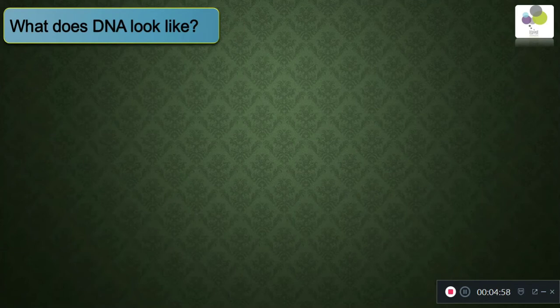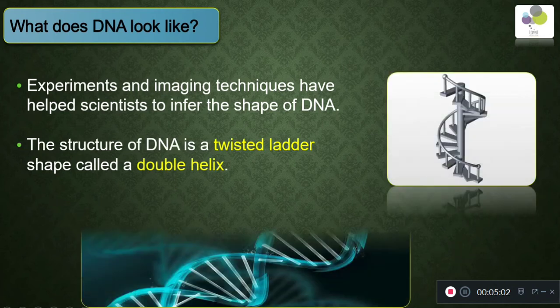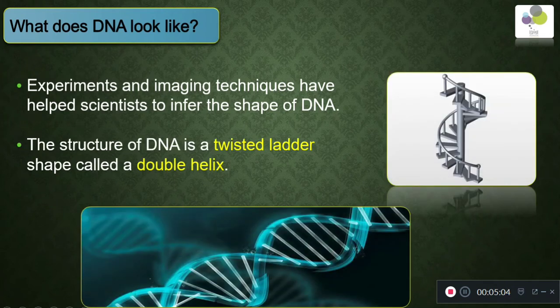Okay, so what does DNA look like? DNA, guys, looks like a twisted ladder. The structure of the DNA looks like a twisted ladder. We call this twisted ladder a double helix. Okay, so the DNA is a structure called a double helix, and we are going to explain this.